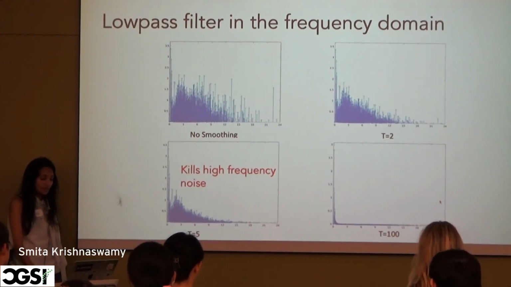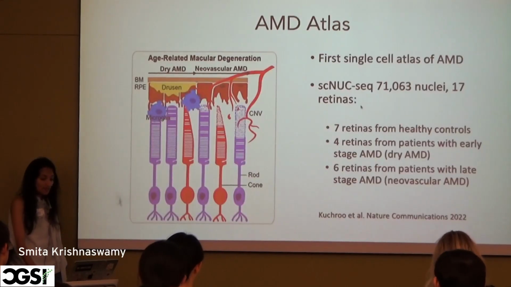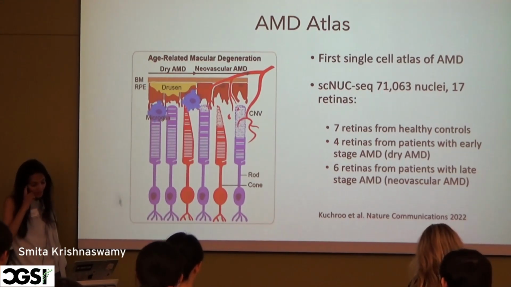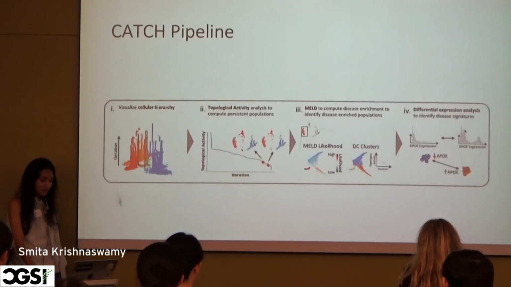And you can even look at it in the graph Fourier domain, how this smoothing, especially if you raise it to high powers, kills more and more frequency. So you can actually set what the T should be. We have a very recent paper that we used to analyze age-related macular degeneration data. This was actually the first single-cell atlas of macular degeneration, generated by my collaborator Brian Hafler.